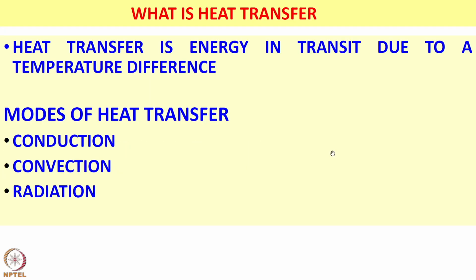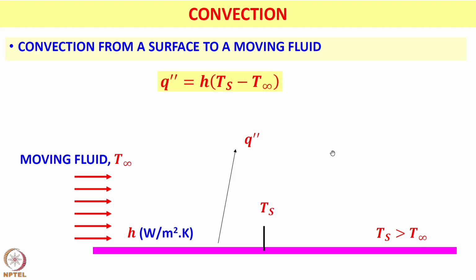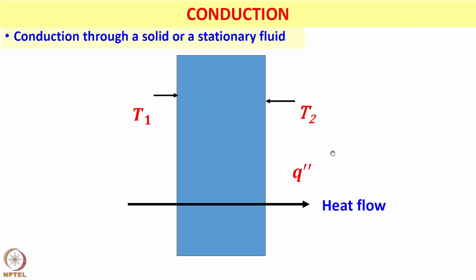Of course, we said due to temperature difference, there has to be a temperature difference for any heat to be transferred. So if there is no temperature difference, there is no heat transfer in whatever mode. And what is conduction? As we said, it's heat transfer through a solid or a stationary fluid, due to molecular vibration, and we will go into the details in a bit. What is convection and then what is radiation? So we'll start with conduction.